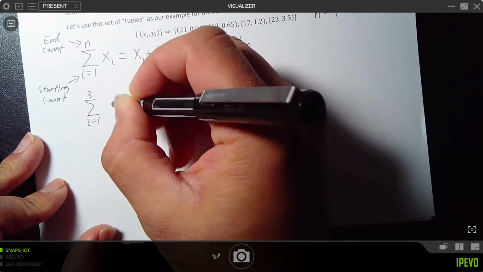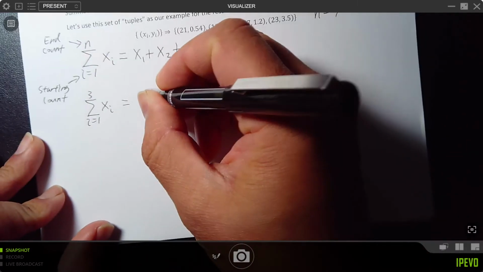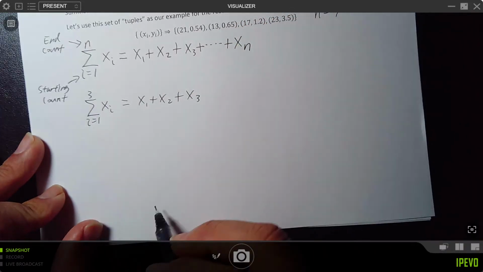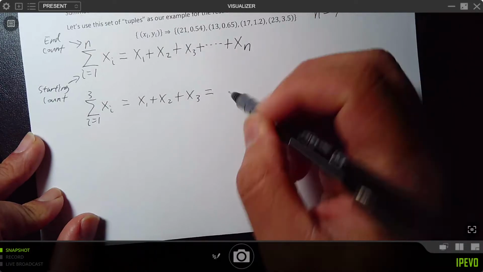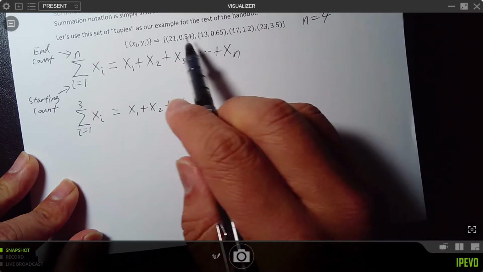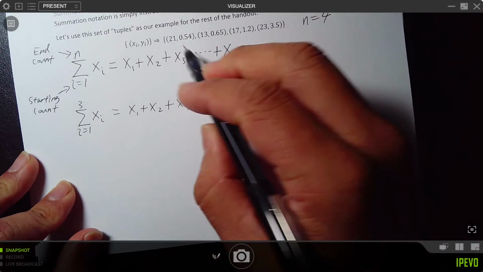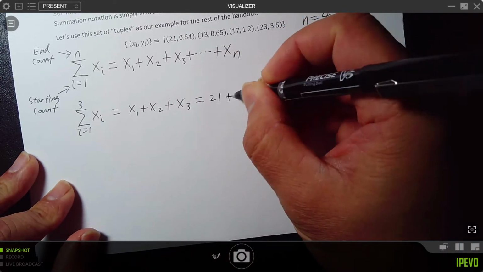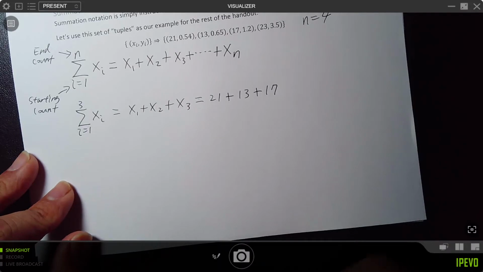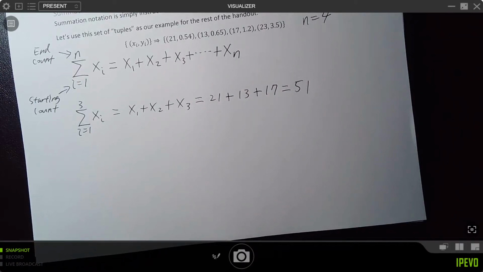Like for example, I have a summation notation, the sum of xi from i equals 1 to 3. So this would be x1 plus x2 plus x3, and I stop at 3. Now, how do I use this? Well, if I have a data set like so, then I can just pick out what x1, x2, x3 are. I simply read off the table here. x1, look at my data set, it's 21. Right? 21, 13, 17. Add all that together, I get 51. And that's what summation notation is.